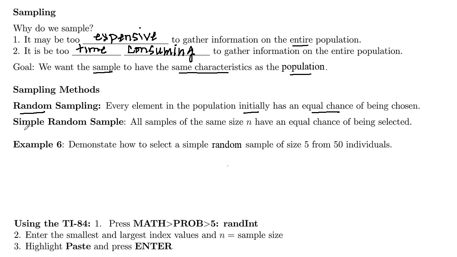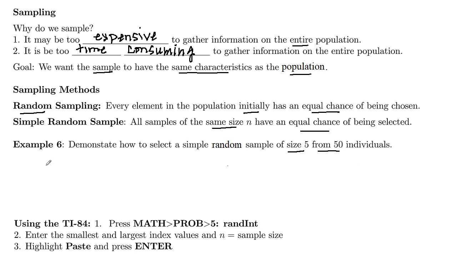And the easiest type of random sample is a simple random sample, and that's when all samples of the same size have equal chance of being selected. So if you're picking a sample of size 10, then all other samples have the same chance of being selected if you're using simple random sampling. So let's demonstrate here how to select a simple random sample of size 5 from 50 individuals.